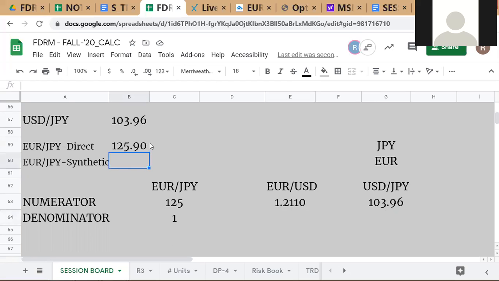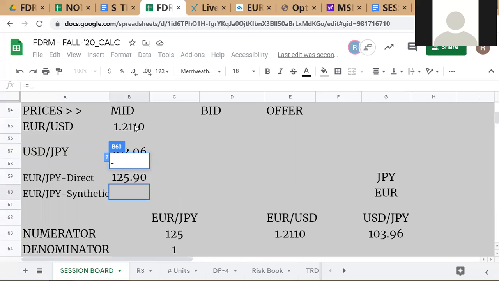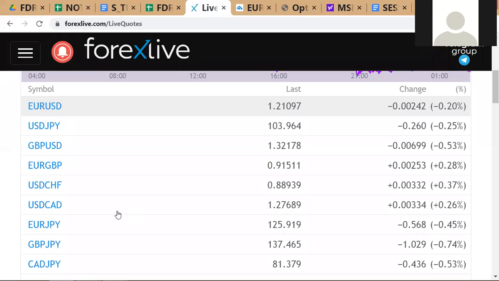So therefore, this is better done in the text part. What we know is that the synthetic euro yen should be equal to the multiplication of these two rates, the euro dollar FX and the dollar yen. As you can see here, we have taken actual market rates and rounded off a little bit. 121.10 is a reasonable rounding. This is also a reasonable rounding. And this rounding is a little unreasonable because it is 125.92.